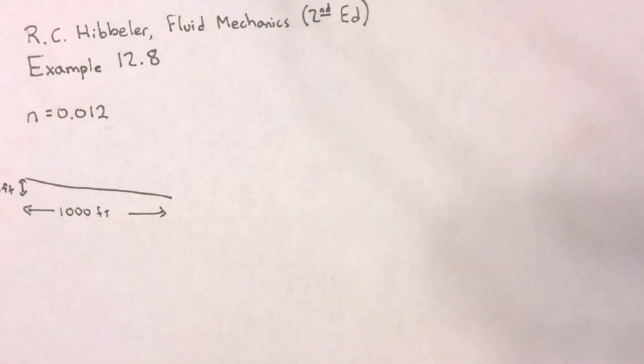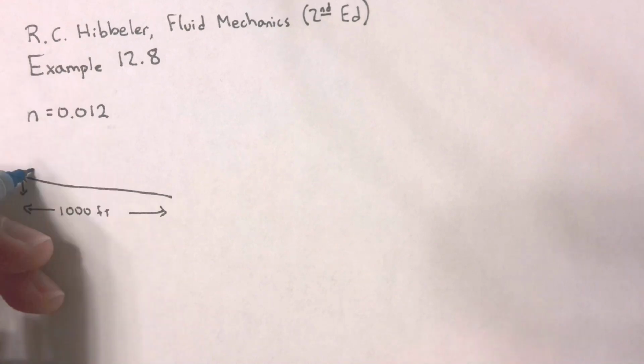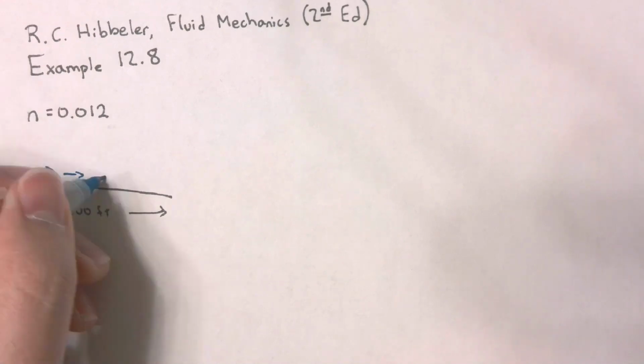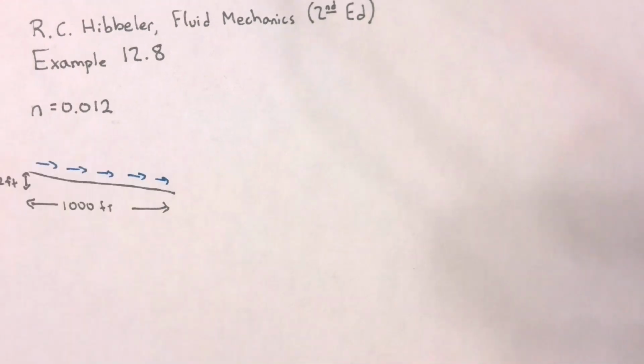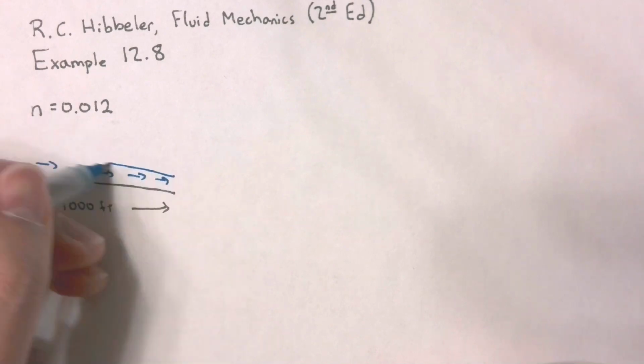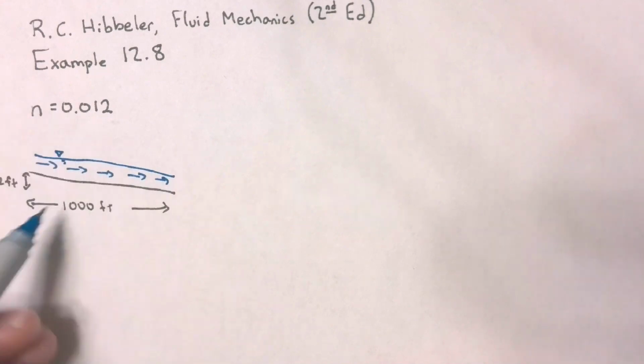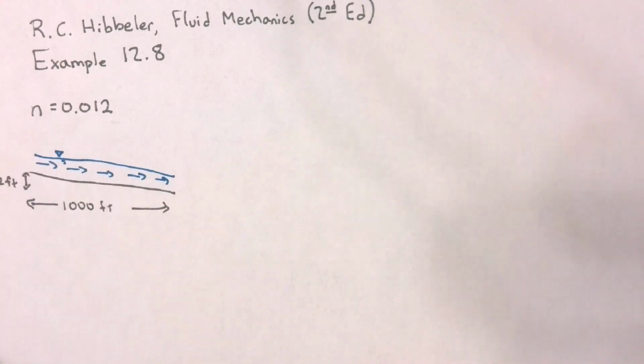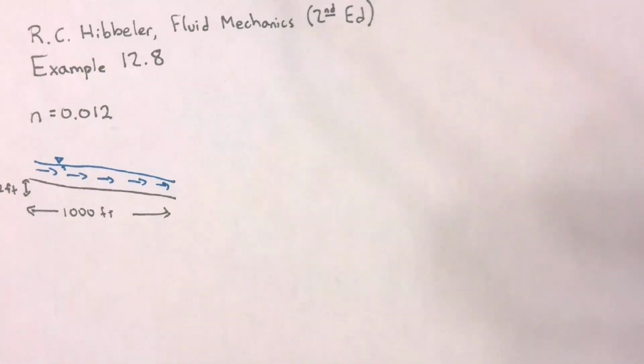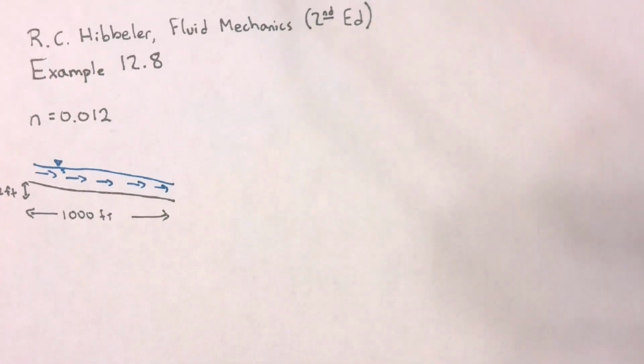Now this is a profile view, which means that water will flow in this direction. It's not a cross section, it is a profile. Why would they give us this information? Because they want us to use it to find the slope. So let's go ahead and find that slope.